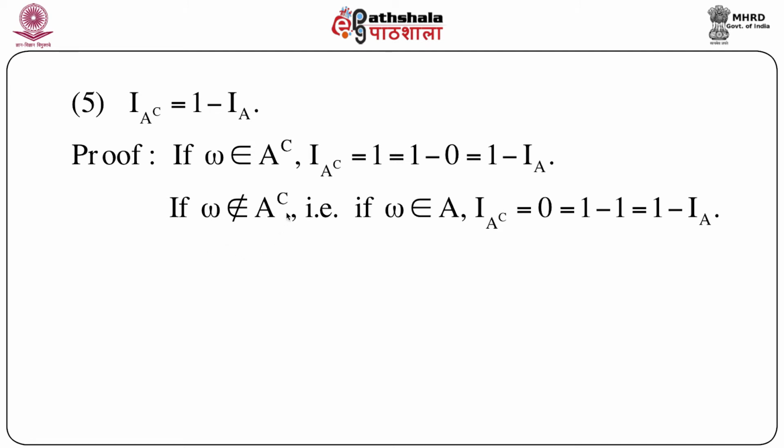That is, if omega does not belong to A complement, that means omega can belong only to capital A. Then again, by the definition of the indicator function, I of A complement is 0 because omega does not belong to A complement. And 0 we can write as 1 minus 1, and the second one is nothing but I of A because omega belongs to A, so IA equals 1. So what we have is I of A complement equals 1 minus IA. And this is true when omega belongs to A complement as well as when omega does not belong to A complement. So taking together, we have the proof that I of A complement equals 1 minus IA.